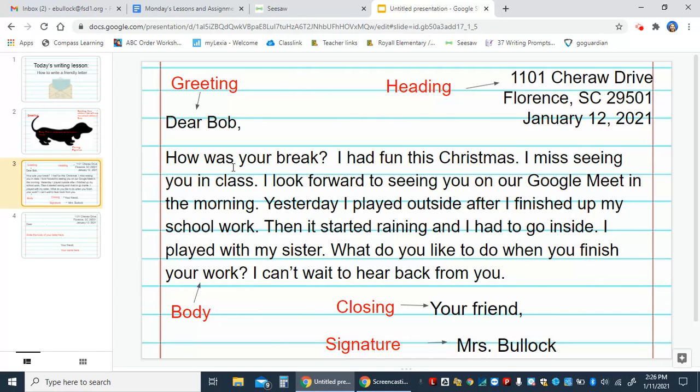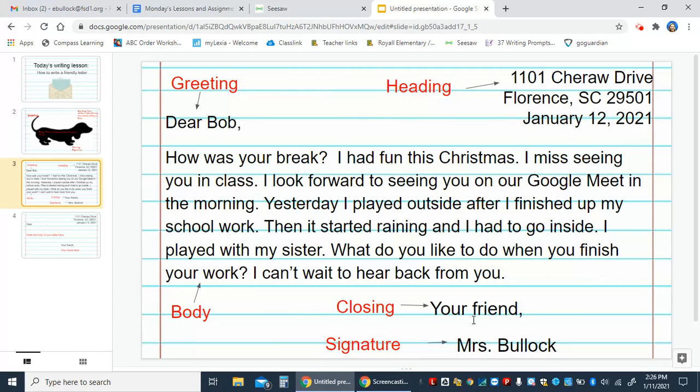So in my letter, I said, How was your break? I had fun this Christmas. I miss seeing you in class. I look forward to seeing you on our Google Meet in the morning. Yesterday I played outside after I finished up my schoolwork. Then it started raining and I had to go inside. I played with my sister. What do you like to do when you finish your work? I can't wait to hear back from you. Your friend, Mrs. Bullock.